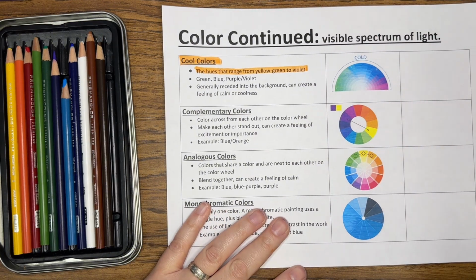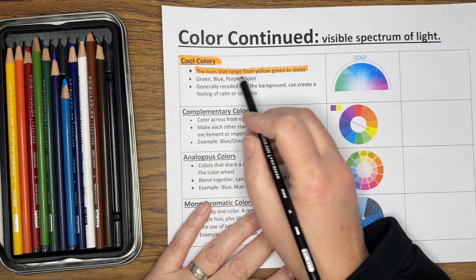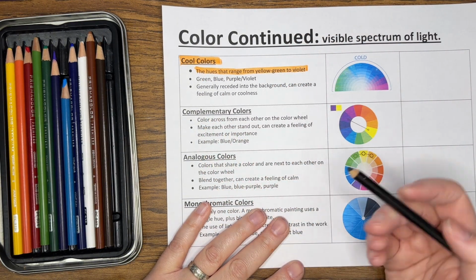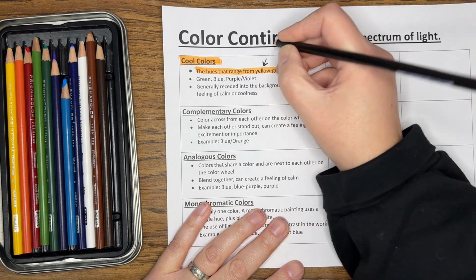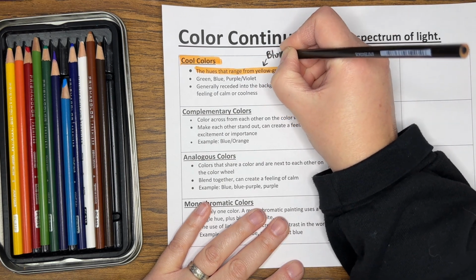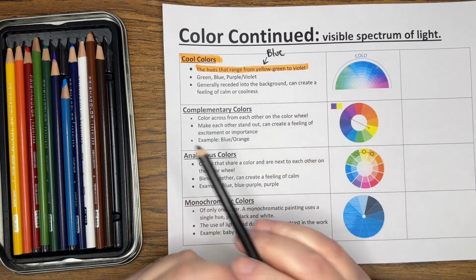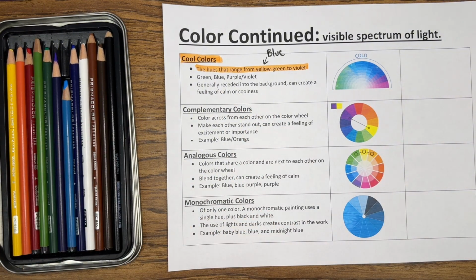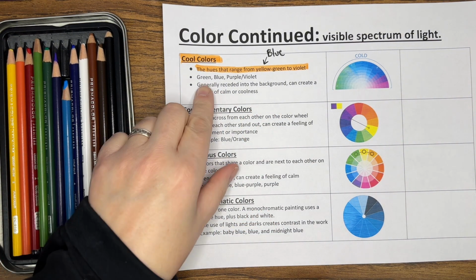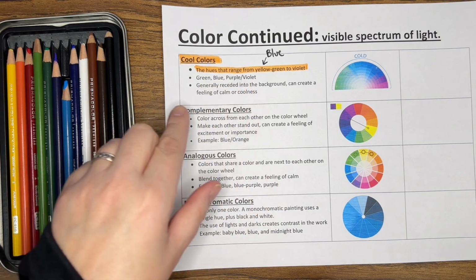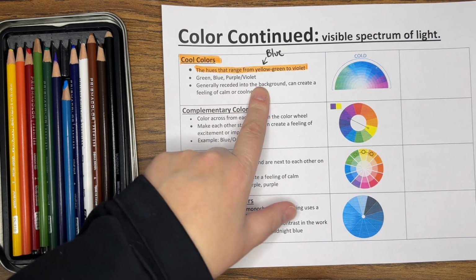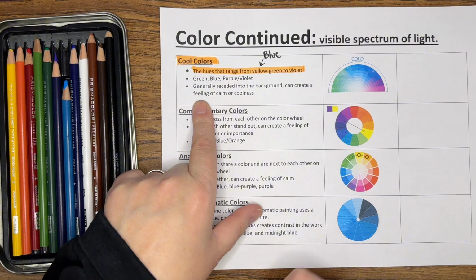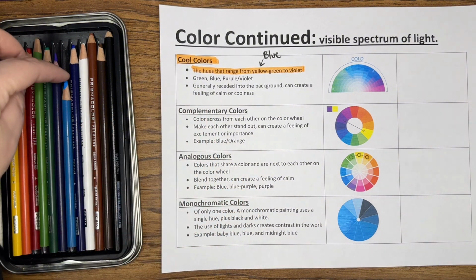Oh, you caught me in a mistake. So it says right here, the hues that range from yellow, green to violet. That is not true. It's blue, green to violet. So go ahead and add that in. Make sure that you fix it up because I typed it in wrong. So green, blue, and purple, violet, generally recede into the background and can create a feeling of calm or coolness.